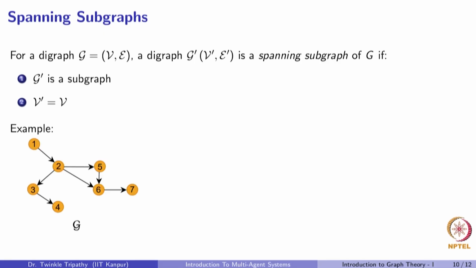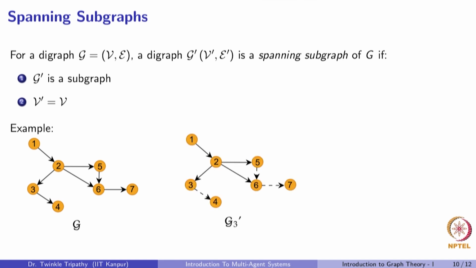So again, let's quickly see a few examples. We start with this original network G, which is the same network which we saw before. And this is a second network, G3 prime. If you look at this network, is it a spanning subgraph? Let me highlight the subgraph again. So what do we see? We see that some of the nodes are getting left out, meaning it is not a valid spanning subgraph.